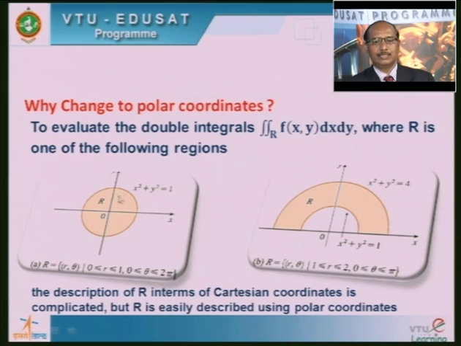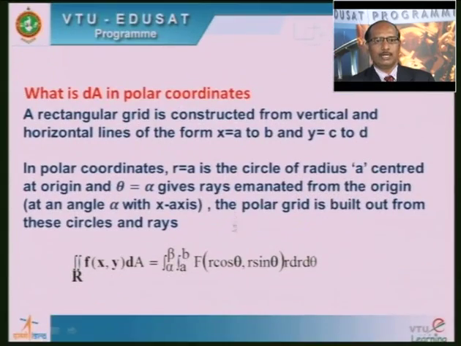Whenever the region is circular or part of a circular region, maybe between two circles, it is easy to describe using polar coordinates. And what is dx dy in polar coordinates? This is important. We told you already dx dy is replaced by r dr d theta, but dx dy in the rectangular coordinates is the length into breadth, the area of a rectangle. So what is that in the polar coordinates? What indicates dr d theta into r?